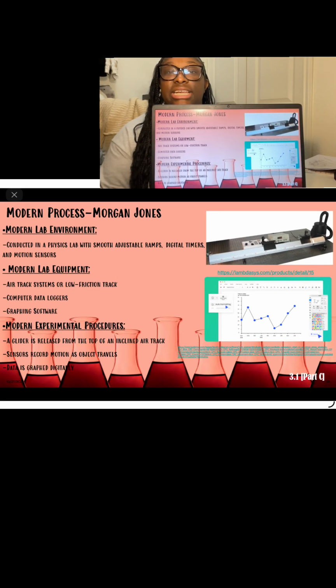Modern process. Today, the same idea is tested using modern lab tools. Experiments would happen in a physics lab with smooth, adjustable ramps and motion sensors. Instead of the metal balls, we use air tracks or low-friction gliders. Data is collected using computer loggers and also graphing software. When the glider is released, sensors record the motion and graph it digitally, giving us very accurate results.